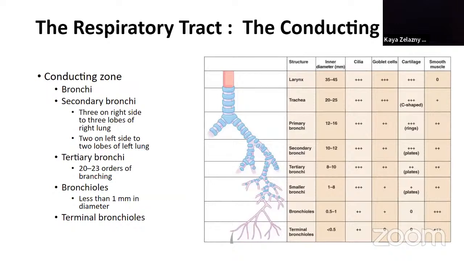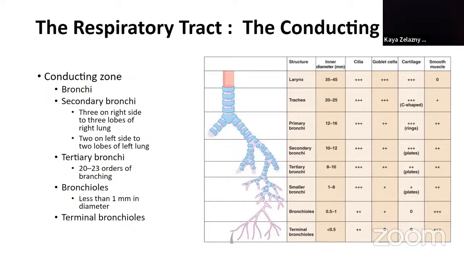Then we have our smaller branches in the conducting zone. So we have our main bronchi. We have primary bronchi, I should say, one to the right lung and one to the left lung. These split into secondary bronchi, one of which is going to go to each of the lobes of the lung. So your right lung has three lobes. Your left lung only has two lobes because we have to make space for the heart. So there would be three secondary bronchi on the right side, but only two on the left side. You'll see them in lab if you have not yet.